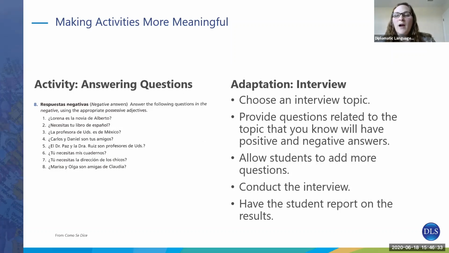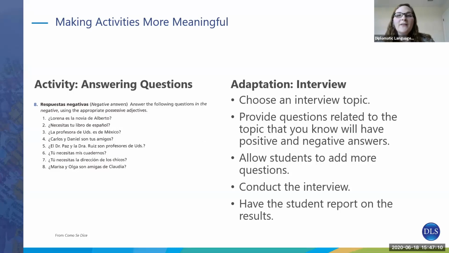You could come up with a list of questions that have negative answers, based on knowing the student and thinking that they would answer negatively. But you might also mix in other ones that might have a positive response. You don't know. And then you could allow the students to add additional questions. So then they could conduct the interview either with a classmate or with you as the teacher. You could ask them the questions, they could ask you the questions, switch roles, and then you could have the student report on the results.